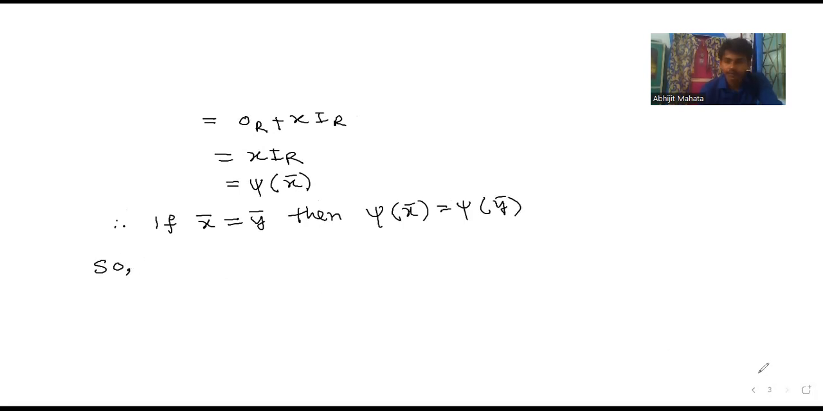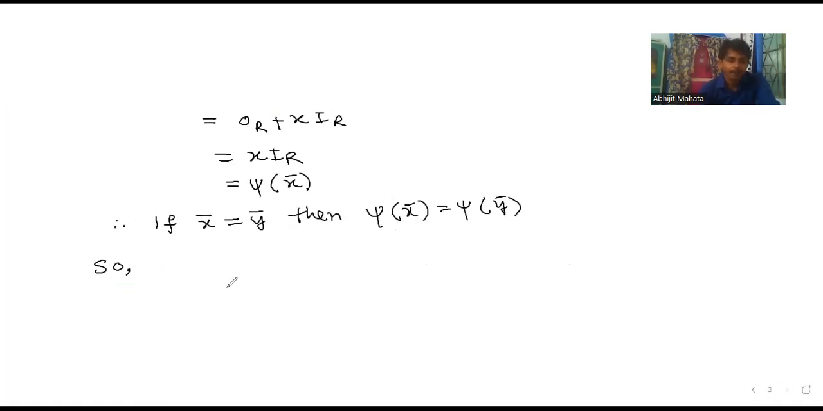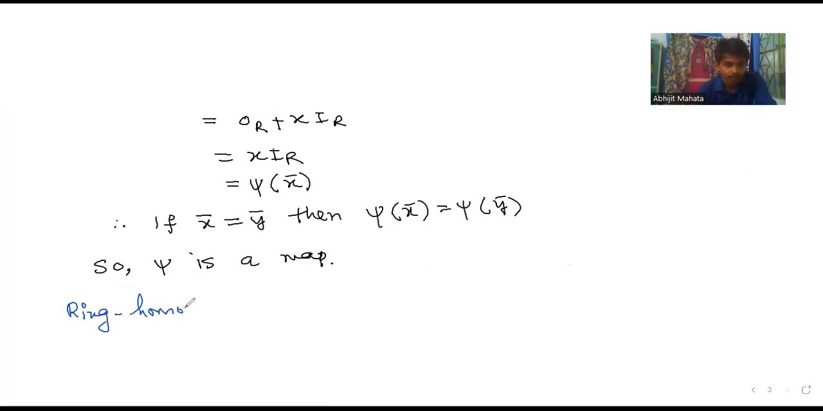So this rule psi is taking every element into a unique element inside R, right? So therefore, it is a map. So this rule psi is a well-defined map. Now we prove that this is a ring homomorphism. So now the next part is, it is a ring homomorphism.